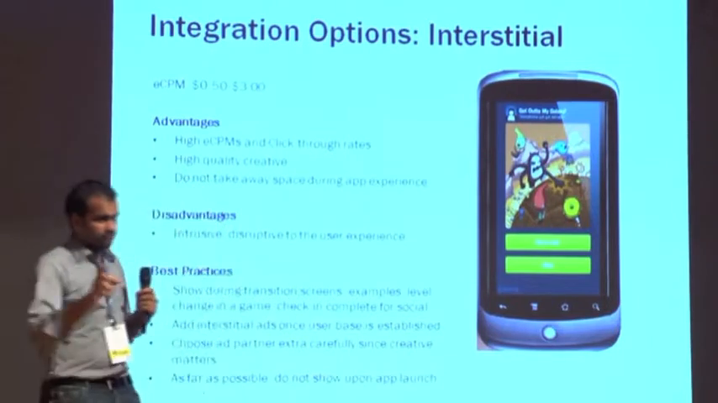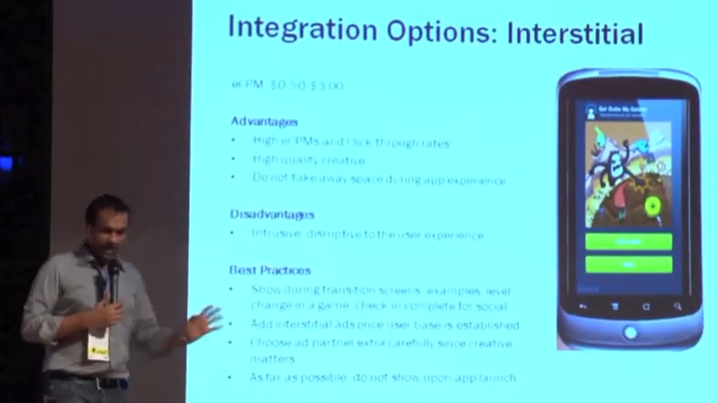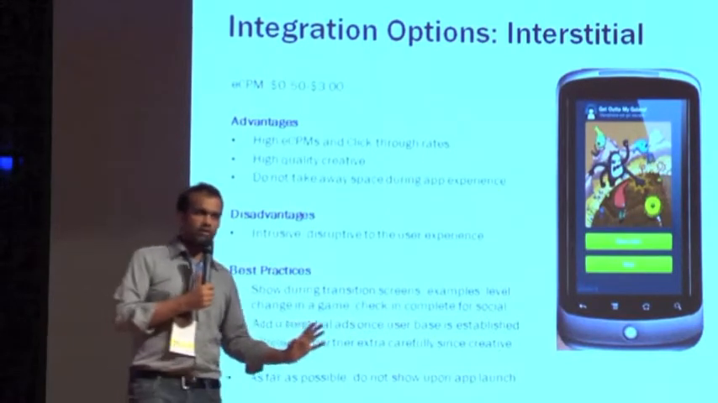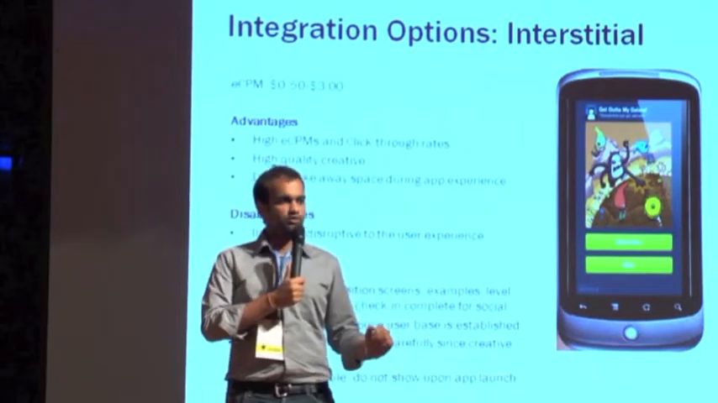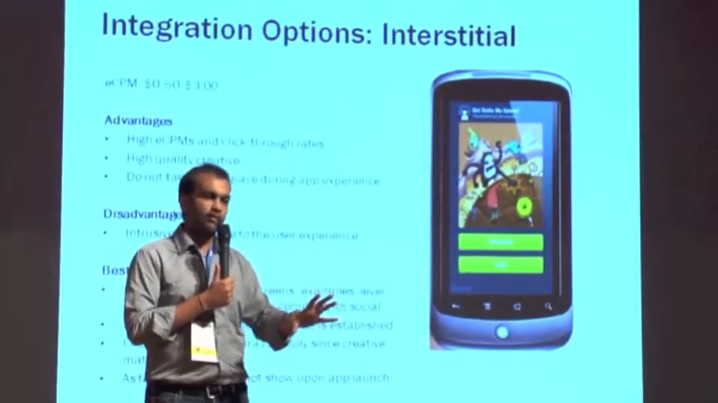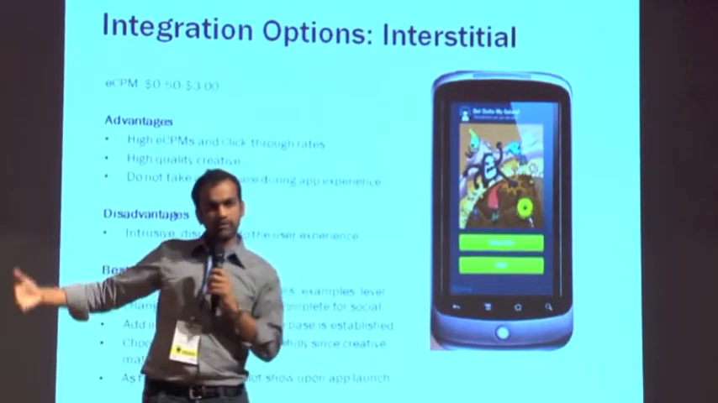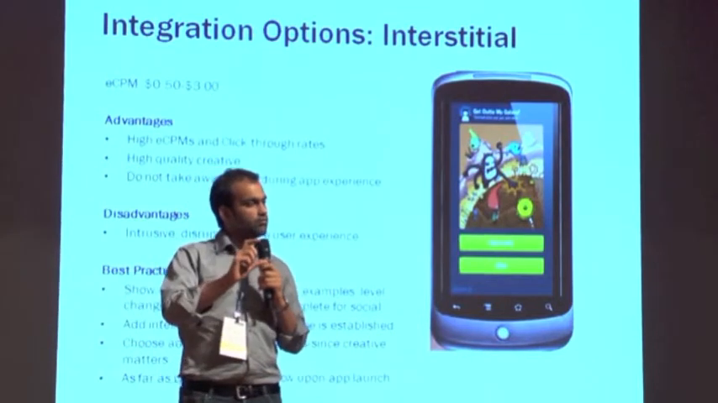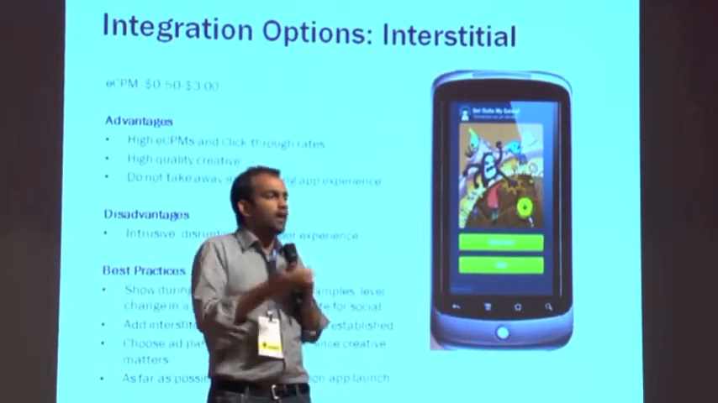That's why there's a lot of science behind when you should do this. What I have seen work best is doing it during transition screens. By transition screens, say for example, a user finishes a level of a game, and before going to the next level, show this ad, because that's like a break for them also. They are taking a break, moving on to the next level. So they have more attention to see an ad, and they won't get annoyed because they're like, okay, anyways, I'm going to take a break and move on to the next thing.